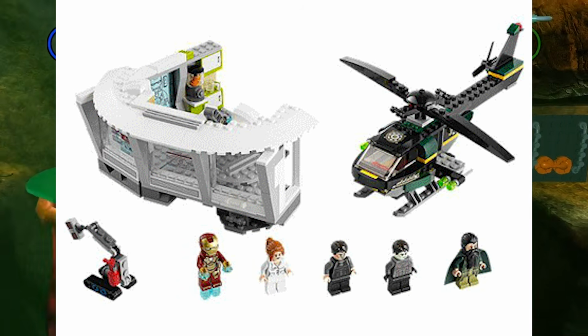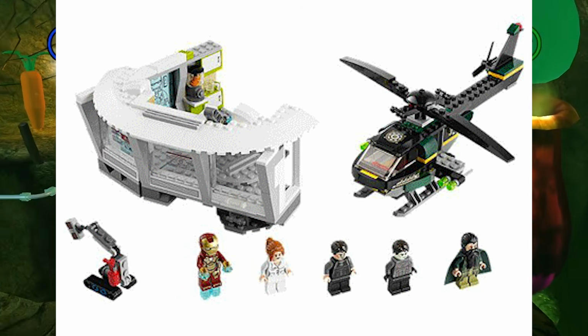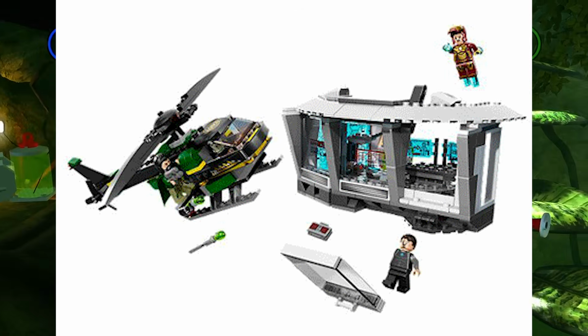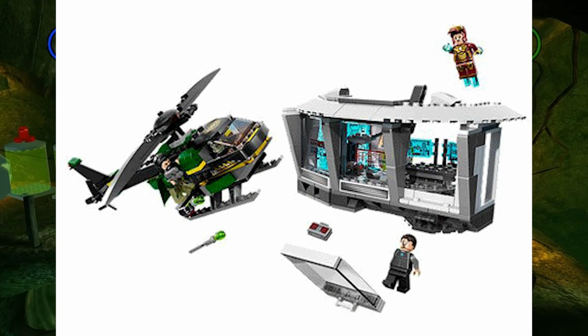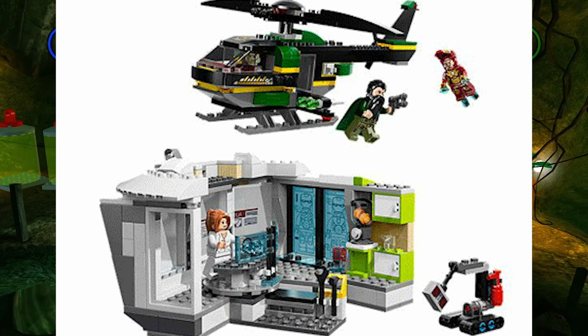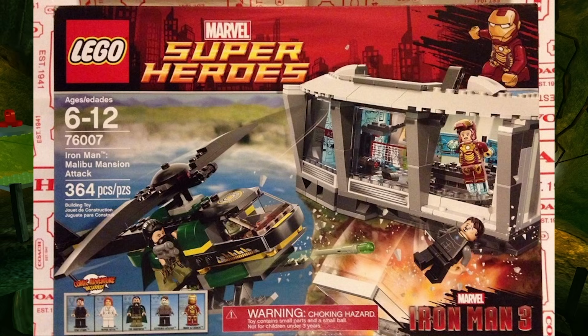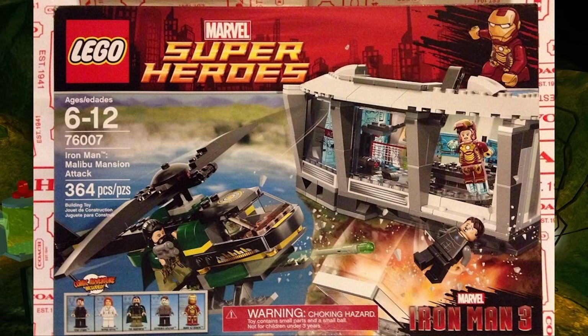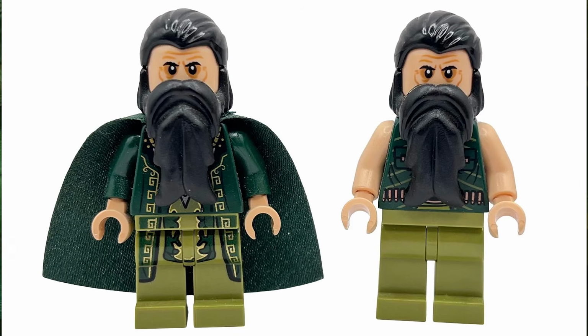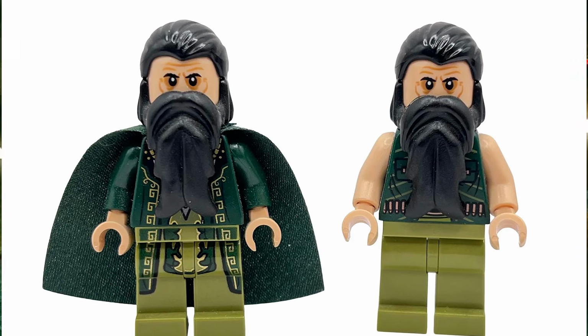The most accurate of the bunch was the Malibu Mansion attack, which features Tony Stark's mansion, but again, you have the Mandarin in this set, which is not accurate to the scene. To be honest, they probably just wanted to include a more detailed version of the Mandarin, because this one is a bit more detailed than the version that comes in that aforementioned $13 set. He has a cape, for example, so that's a big ticket right there.